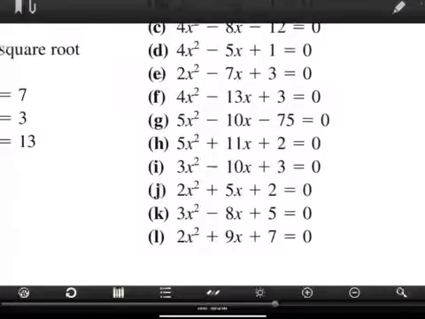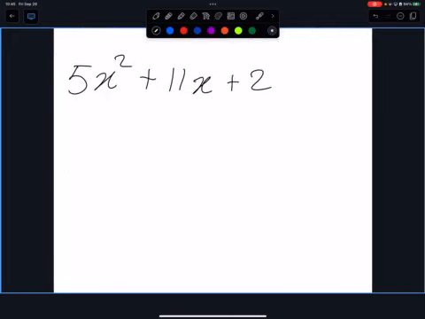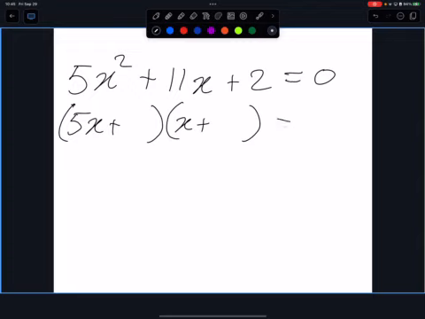Another one. 5x squared plus 11x plus 2 equals 0. Easy. First step, equals 0. So 5x plus an unknown number, and then x plus an unknown number equals 0. Why are both positive? Because both here are also positive. So there's no possible way that one is negative and positive or negative and negative.